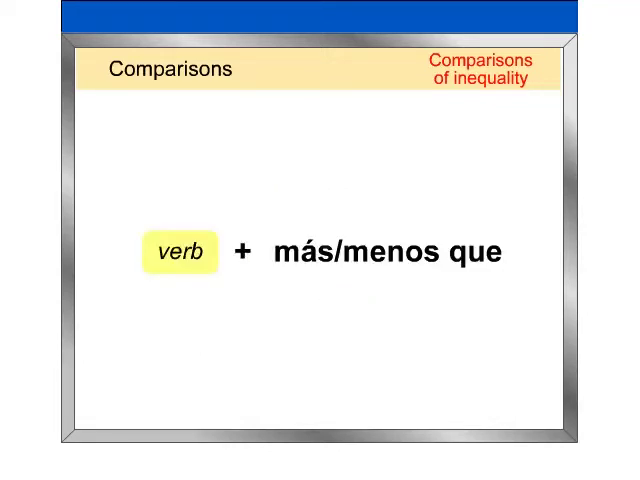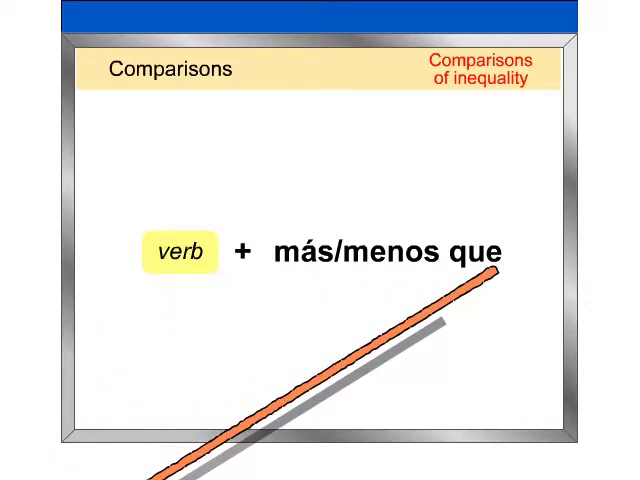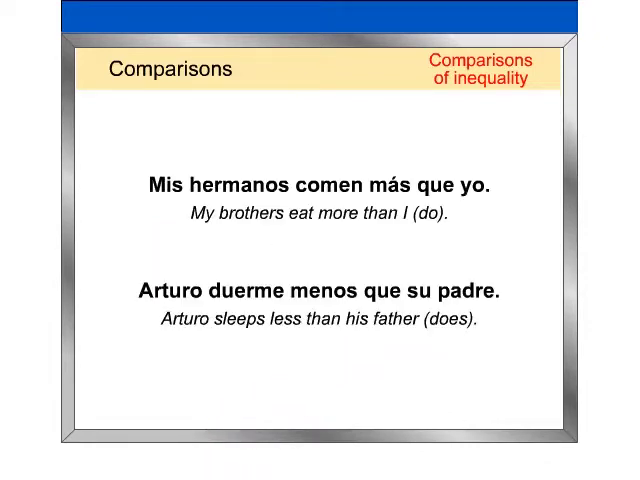With verbs, the construction verb plus más or menos que is used to make comparisons of inequality. Look at these examples. Mis hermanos comen más que yo. Arturo duerme menos que su padre.